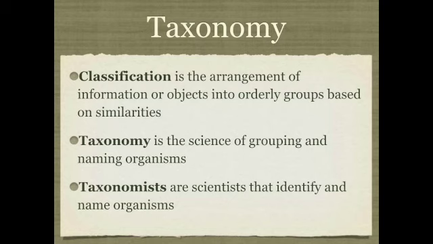But taxonomy is specific to living things. It's a science of grouping and naming living organisms. Now, a taxonomist is a scientist that focuses on identifying and naming living organisms.